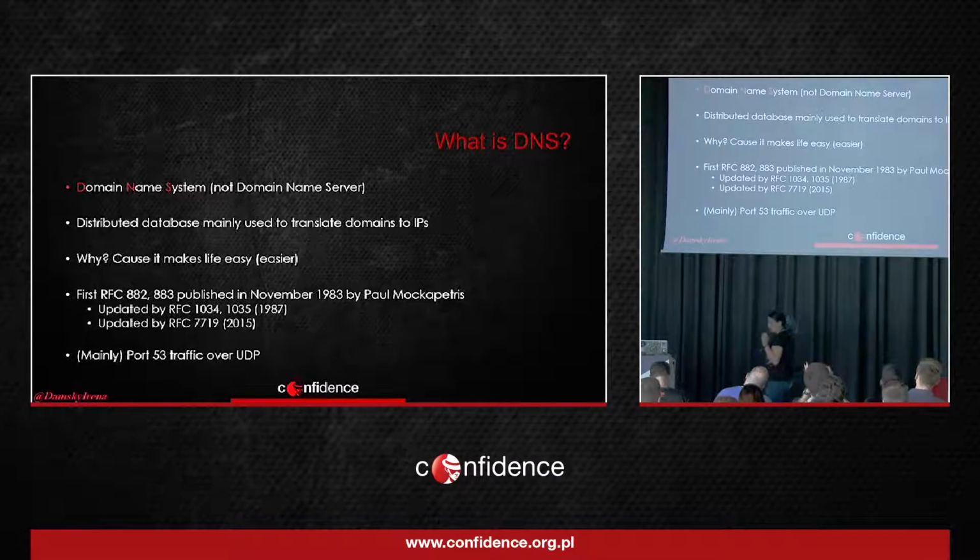It was first introduced in an RFC from 1983 by Paul Mockapetris, and since then it was updated a few times. It's mainly UDP traffic on port 53. It's mainly because there is some traffic that goes over TCP, and there are alternative ports. So if you're trying to sniff your network and find all the DNS traffic, you should basically look for everything on port 53 and not limit it to just UDP. It's basically used to translate domain names into IP addresses and make your life easier.